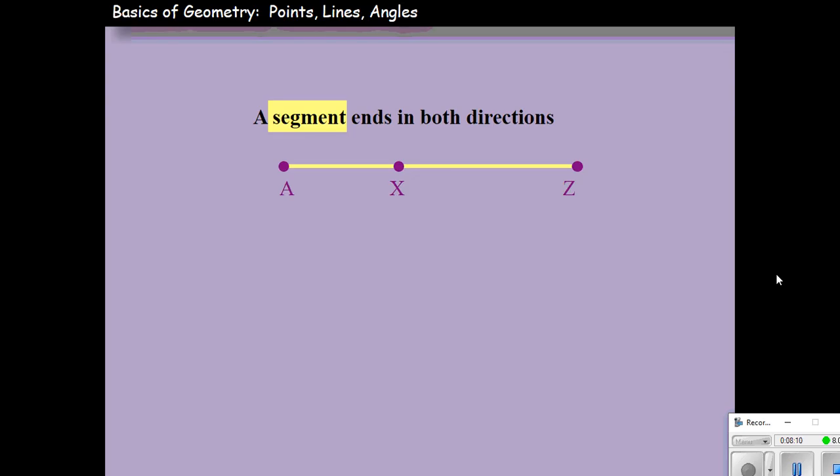Next, we're going to talk about naming a segment. A segment has both a beginning and an end, and ends on both sides. And that's the key feature of the segment. So when we name a segment, we'll name it by those endpoints, the point where it starts and stops. In this case, in the picture, which 2 points are the endpoints? So if A and Z are our endpoints, we want to call it segment AZ.